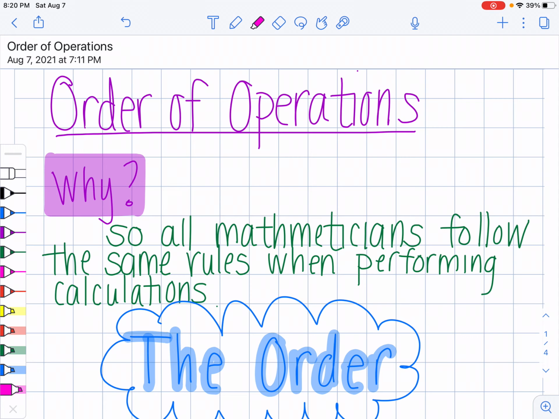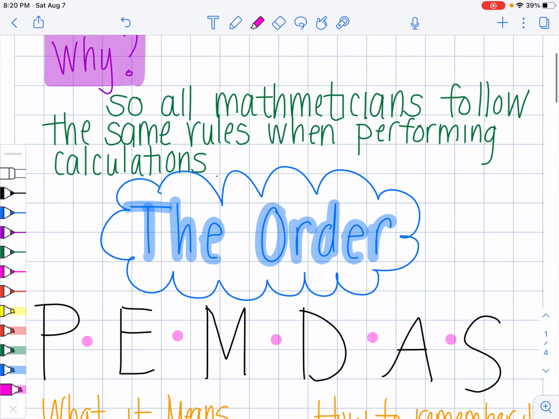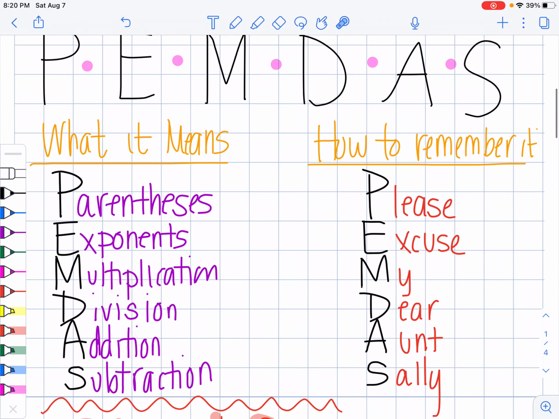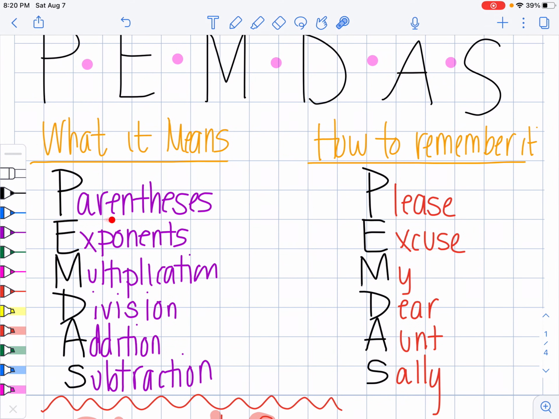So, what is the order? The order is this. You've probably seen this before. It's written as PEMDAS, P-E-M-D-A-S. So, what does it mean? P stands for parentheses. E stands for exponents, which are something like, it will be x squared. This right here would be an exponent, and parentheses looks like this, if you had something inside the parentheses, like 2 plus 3.